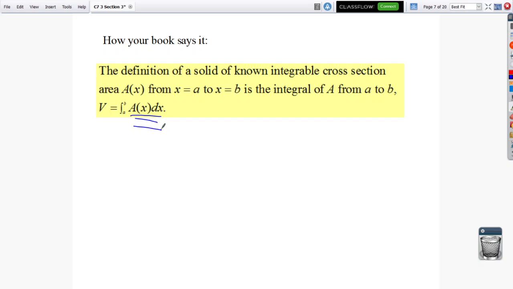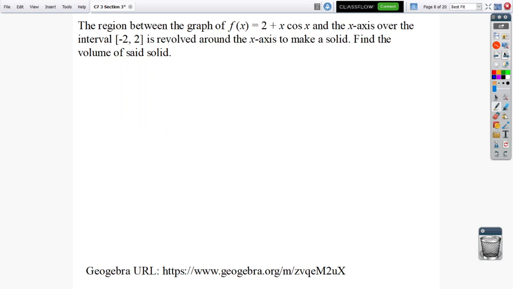All right, so here is our first really cool problem. We have the region between the graph of f of x is equal to 2 plus x cosine of x, and the x-axis over the interval from -2 to 2, revolved around the x-axis to make a solid. Find the volume of said solid.